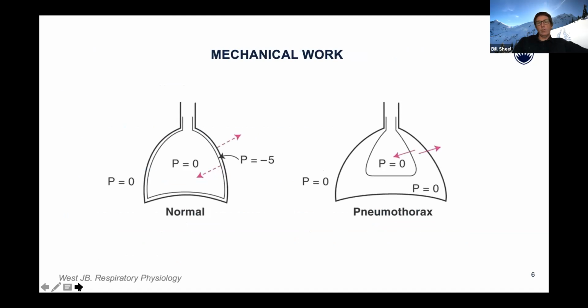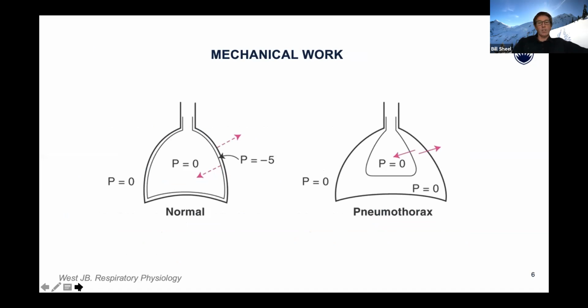So just to orient everyone, how do you measure work in the respiratory musculature? Well, it's a little different than some of the other muscles that I suspect many of you study. We use pressure as a proxy for force.